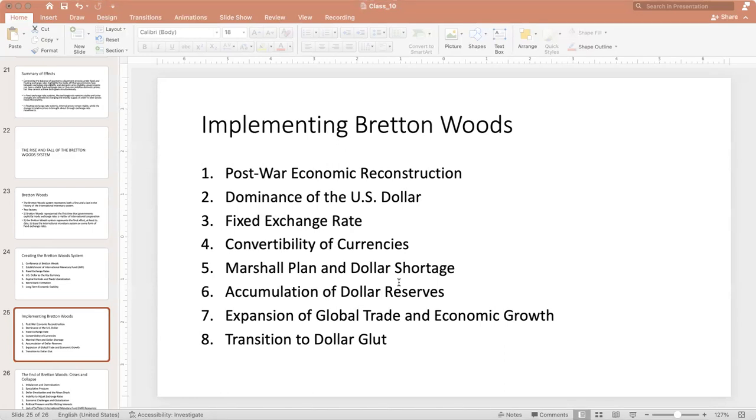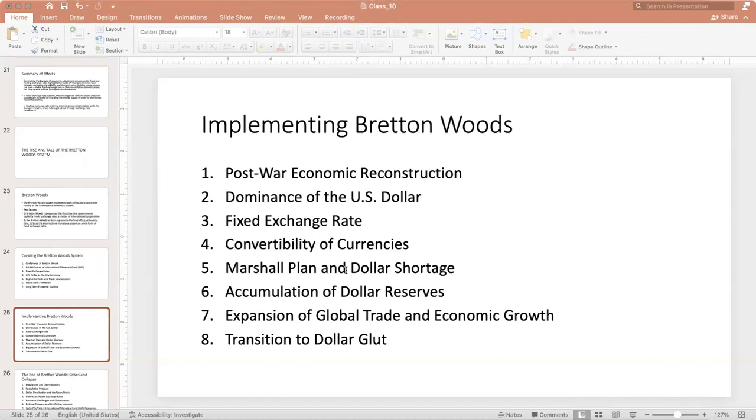Under the Bretton Woods system, participating countries agreed to maintain fixed exchange rates by intervening in foreign exchange markets. Central banks would buy or sell their currencies to stabilize exchange rates within a narrow band around the fixed rate. The currencies were expected to be freely convertible for current account transactions, meaning they could be exchanged for other currencies for trade and payments purposes.